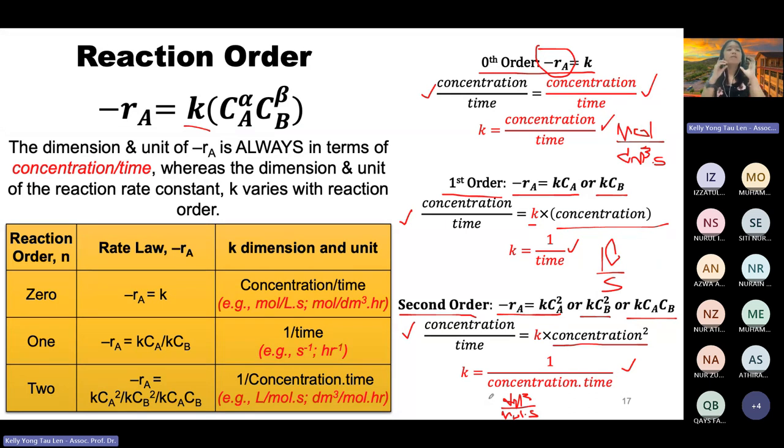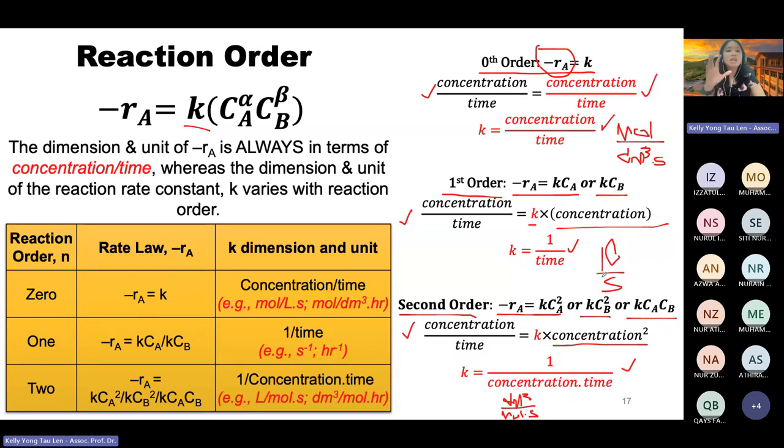Maksudnya, kan, if the reaction is just one reactant only. Okay, only one reactant A. So let's say if they say the reaction is 10 per second, you know it's first order, it's definitely first order with respect to A. So minus RA equals KCA.